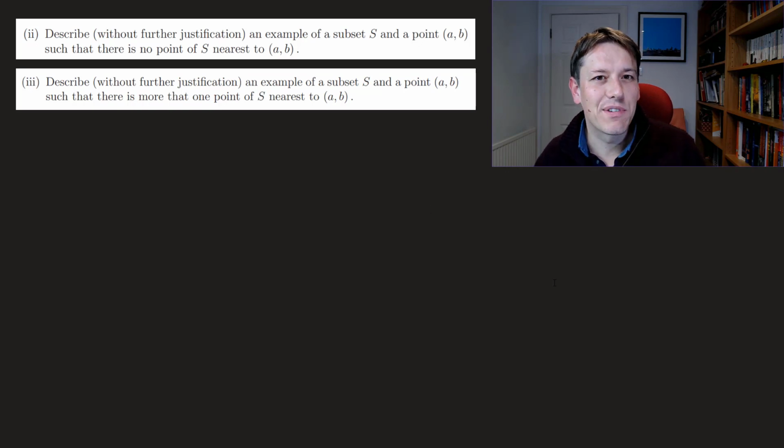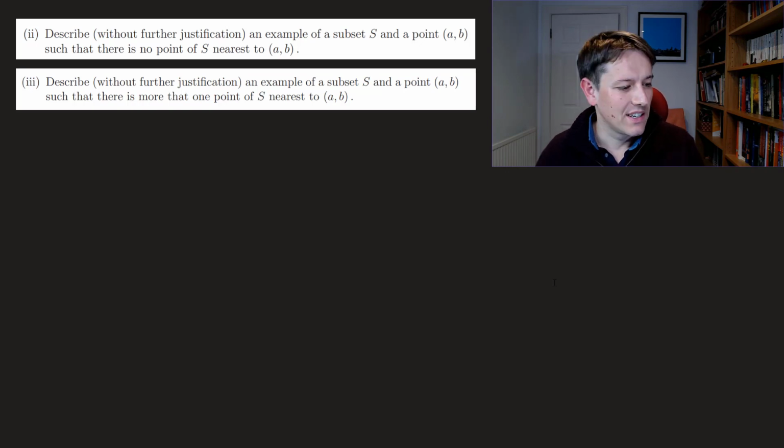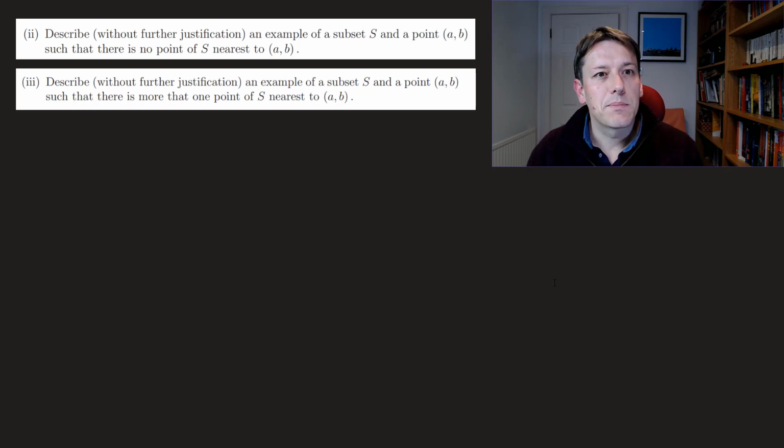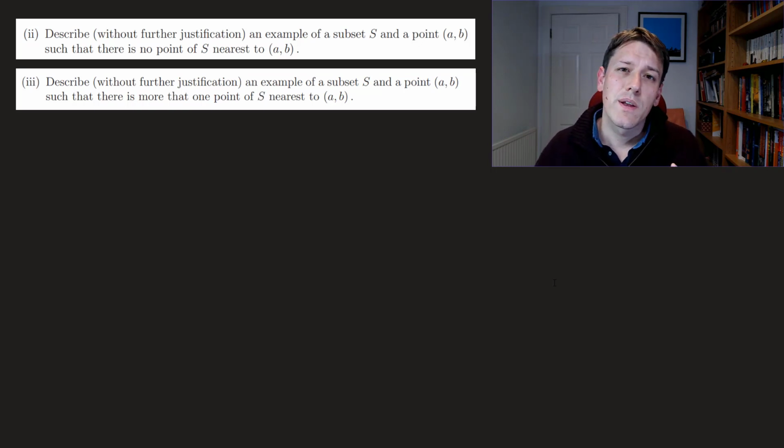and it's only 1 mark, and part 3 is only 1 mark, although you don't know that because they didn't say that in the questions, they just say it in the mark scheme. But it says describe an example of a subset S and a point AB such that there's no point of S nearest to AB. And I've put this alongside part 3 because it's the same question, but where the answer is more than 1 point, right? So we're really distinguishing between these cases. So actually in the first part we've got to have one where there's actually no point at all, right?